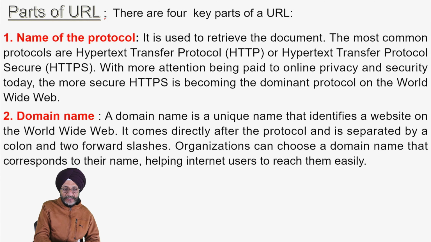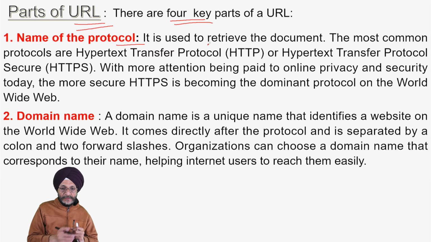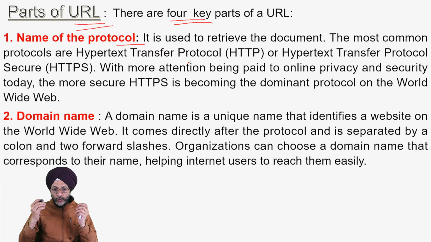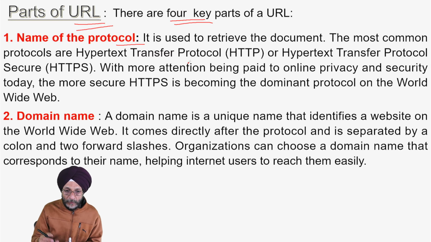Now, what are the parts of web address or URL? There are four key parts, four main parts of URL. First is the name of the protocol. We have already discussed the meaning of protocol in our previous lectures. You can look out for the same. However, we can tell you that protocol means the rules and regulations which are used on the net for sending and receiving the files or other documents from web server or other web clients.